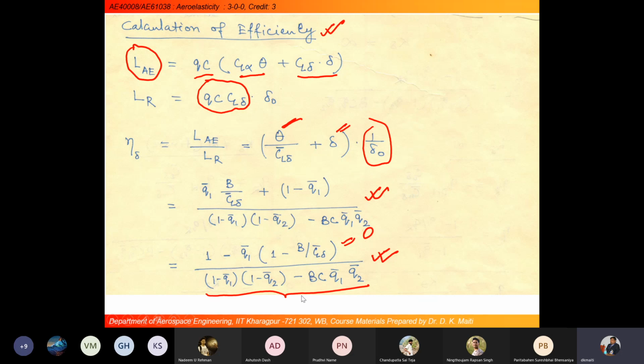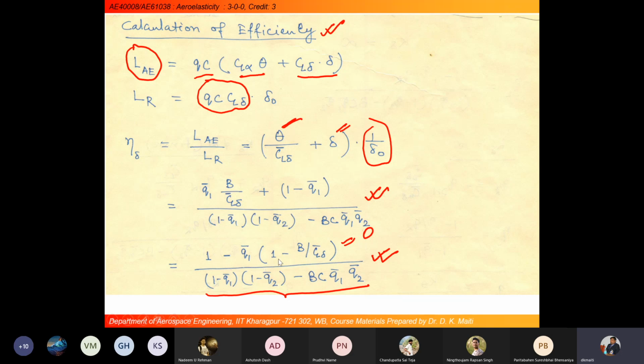And we have taken LR, that is rigid lift, that is Q into C into CL delta into delta naught. And then we calculated the efficiency, eta delta, which is equal to LAE divided by LR, that is aeroelastic lift divided by rigid lift. Finally we got this expression: 1 minus Q bar into 1 minus B into B divided by CL delta bar, then the whole thing divided by 1 minus Q1 bar multiplied by 1 minus Q2 bar minus BC Q1 bar Q2 bar.